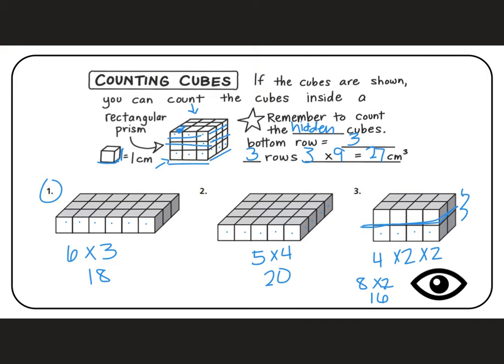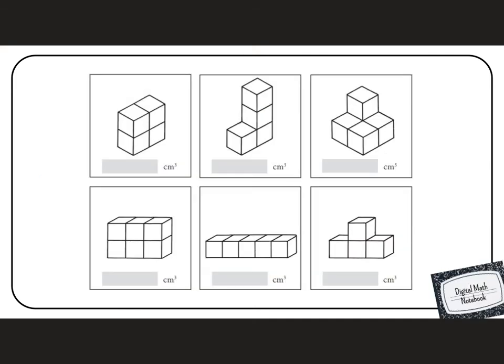Let's keep going and try some together. All right, friends, we are back in your digital math notebook. Make sure that you're typing in the answers as we complete them together. In our first example, this one's really quite easy to count. You can see I have 1, 2, 3, 4 cubes. And I can call them cubic units because they have length and width and height. They have 3 dimensions. In my next shape, I have 1, 2, 3, 4 again.